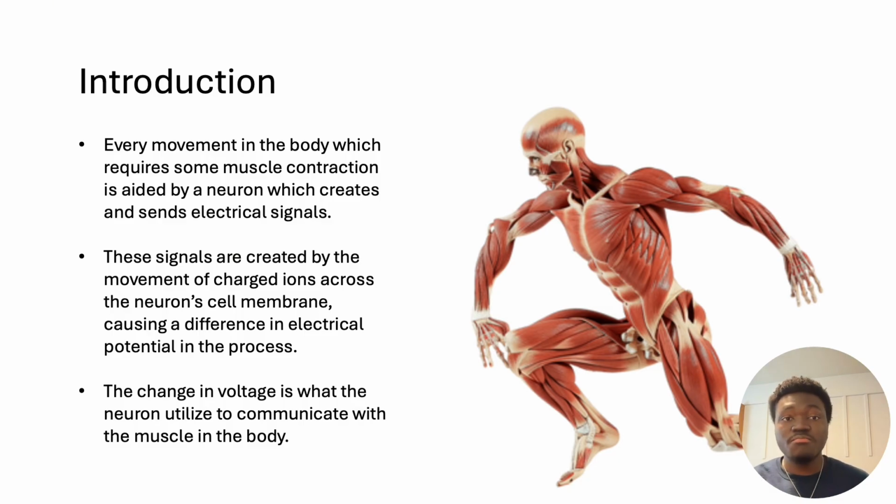So, to begin with, movement in the body, like muscle contractions, is aided by the neuron cell, which creates and communicates electrical signals to the body. The signals are created by the displacement of charged ions across the neuron's cell membrane, causing a difference in voltage. This difference in electrical potential is how the neuron cell communicates with the body.